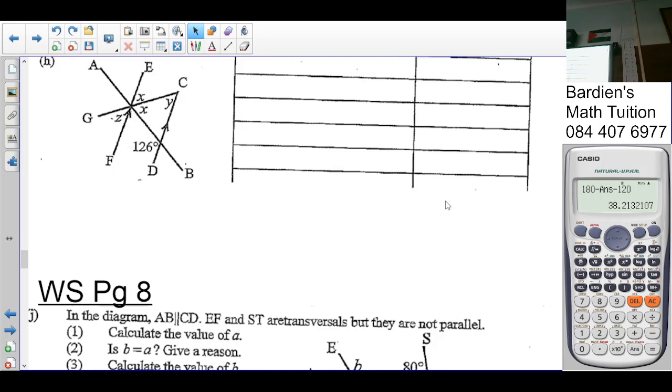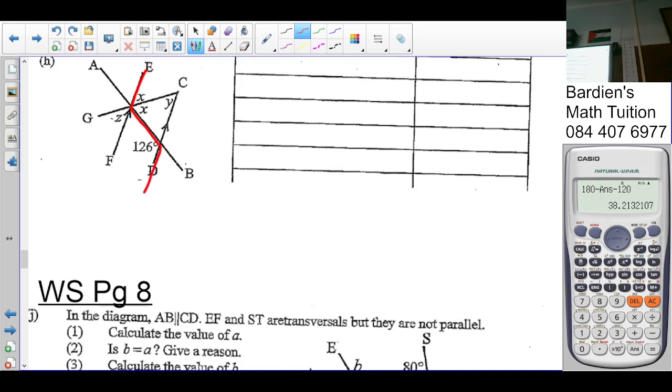Right, who would like to tackle this one? Ari's hand is up. Oh, he's down. Okay, yes. And Oneka. X is equal to 126. Is she correct? Why? Alternate.